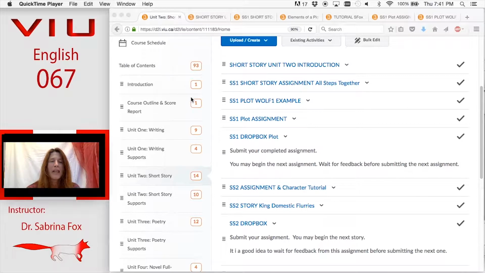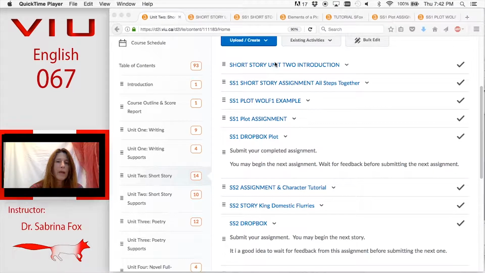Okay, so here we are at the outset of the short story unit, and we're going to look at the short story introduction, and then we're going to look at SS1. I've put all of SS1 onto this one handout, if you will, to make it easier for you, but if you just want to look at bits, there's an example here in the assignment there.